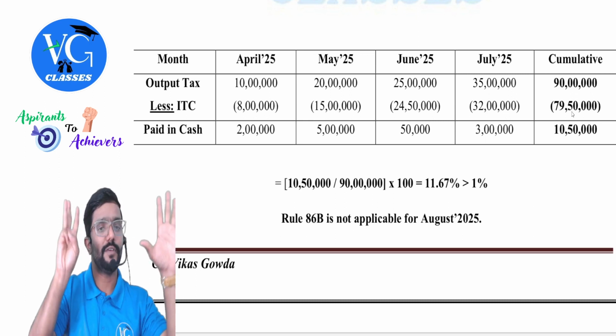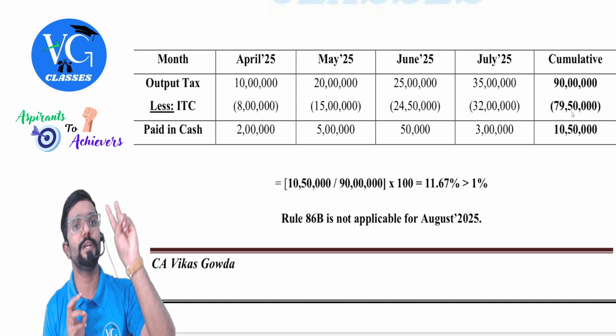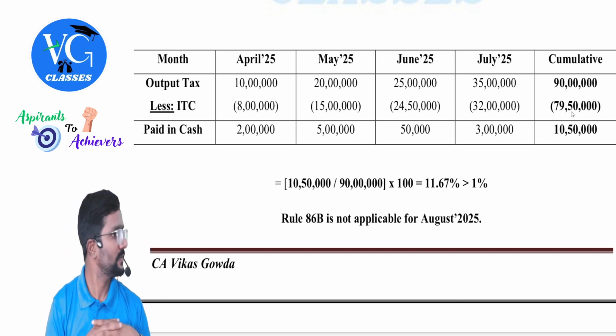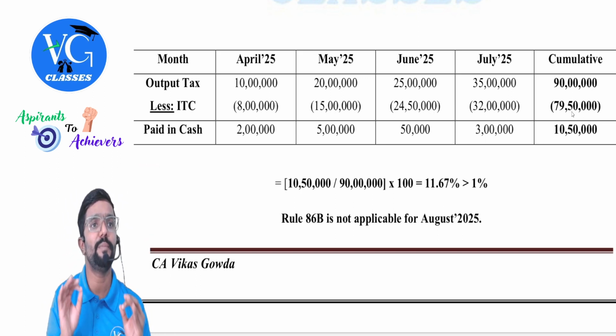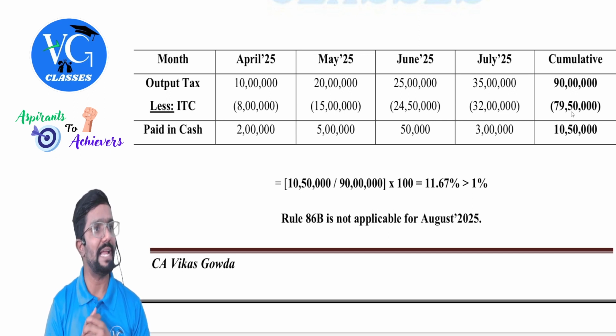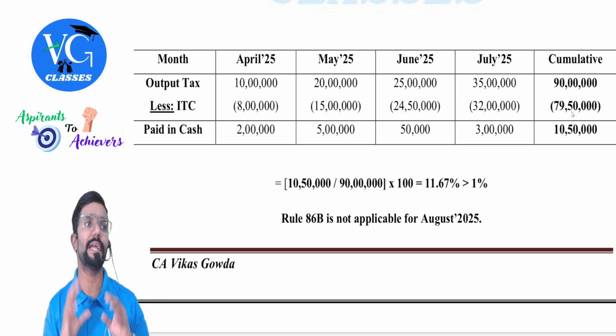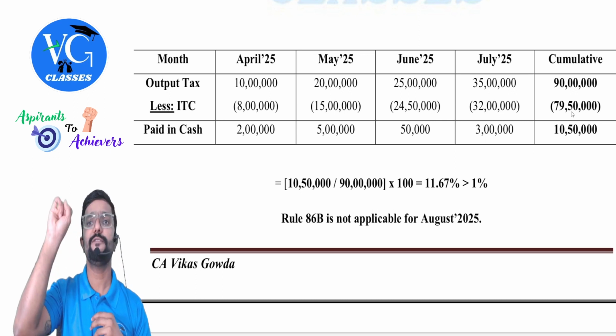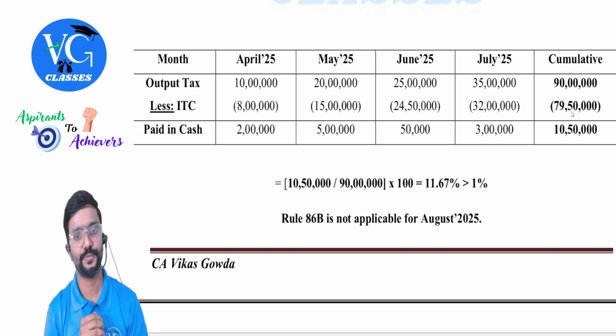I had a credit of 8 lakh. I used 8 lakh. Remaining 2 lakh, how did I pay? Through cash ledger. Paid in cash is nothing but paid through cash ledger. For May, what was the output tax? 20 lakh. I had a credit of 15 lakh. I used it fully. Remaining 5 lakh, I paid it in cash.